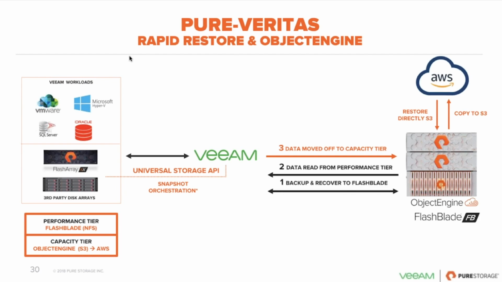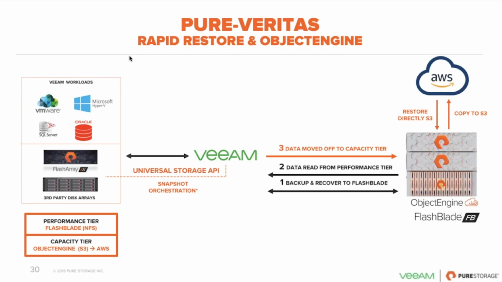We've already talked about the integration with FlashArray. ObjectEngine really provides what Veeam defines as the capacity tier, and FlashBlade provides what we call the performance tier. This diagram very simply shows that the initial backup goes to FlashBlade, and then you can tier off those backups to ObjectEngine and then ultimately to the cloud, all under the control and orchestration of Veeam. All Pure is providing here is the storage infrastructure.